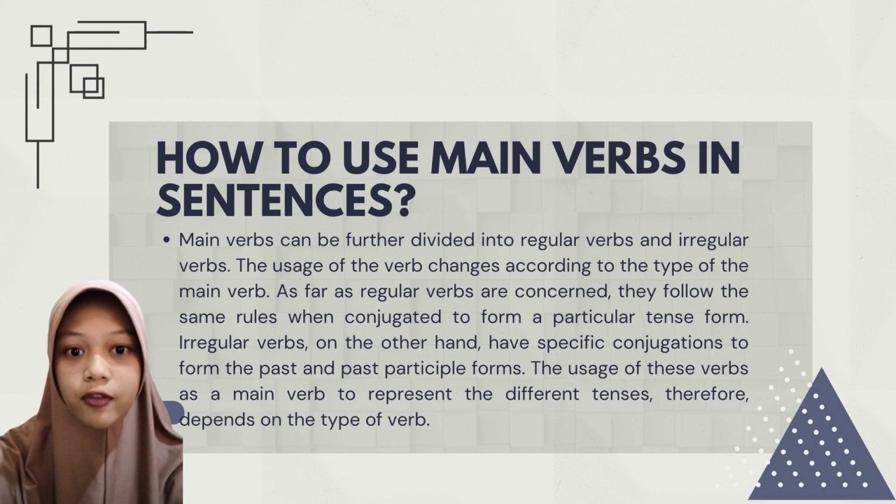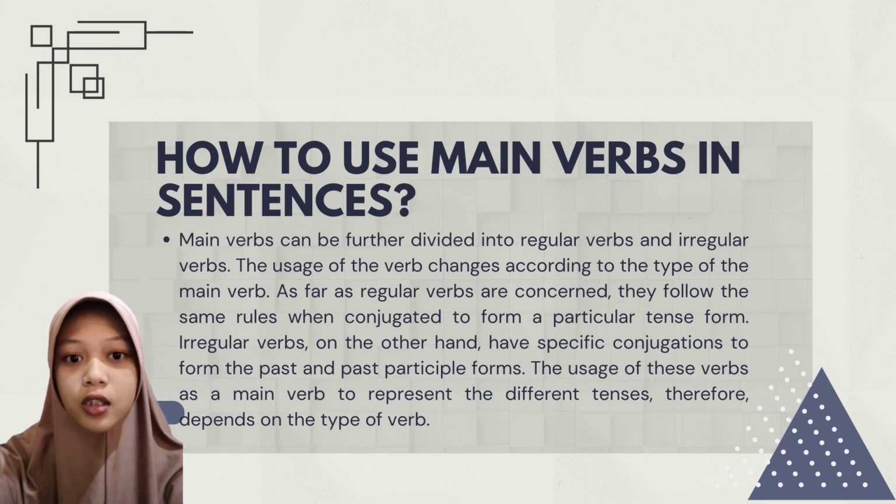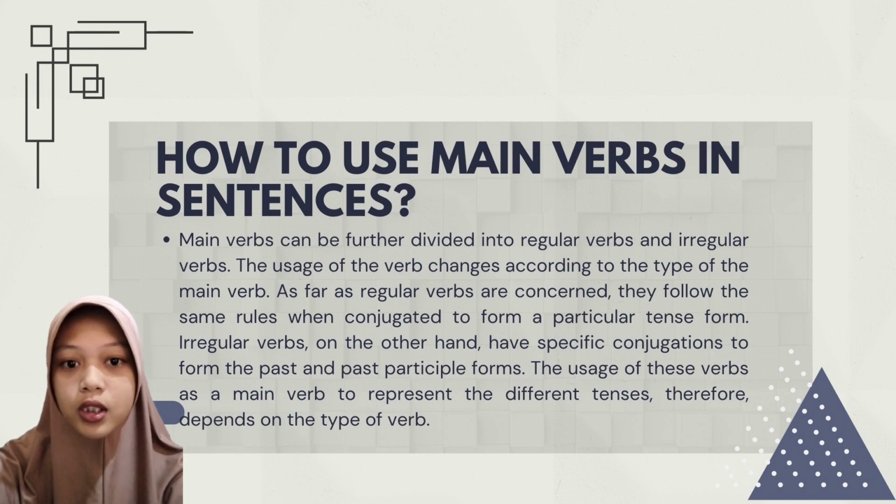A main verb can be further divided into regular verbs and irregular verbs. The usage of the verb changes according to the type of the main verb. As far as irregular verbs are concerned, they follow the same rules when conjugated to form a particular tense form. Regular verbs, on the other hand, have specific conjugation to form the past and past participle forms. The usage of this verb as a main verb to represent the different tenses therefore depends on the type of verb.